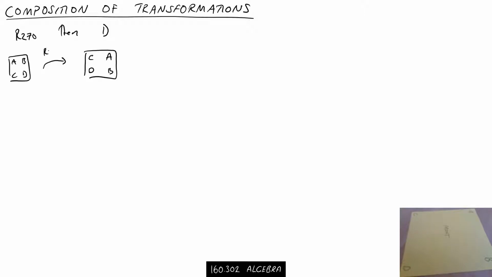Okay, that's my R270. And then, let's say I do the transformation D. So remember, D is our flip along this axis here. After having done R270, I'm going to flip this over along that axis, and I'm going to record the configuration that I have. So I now have the configuration A.